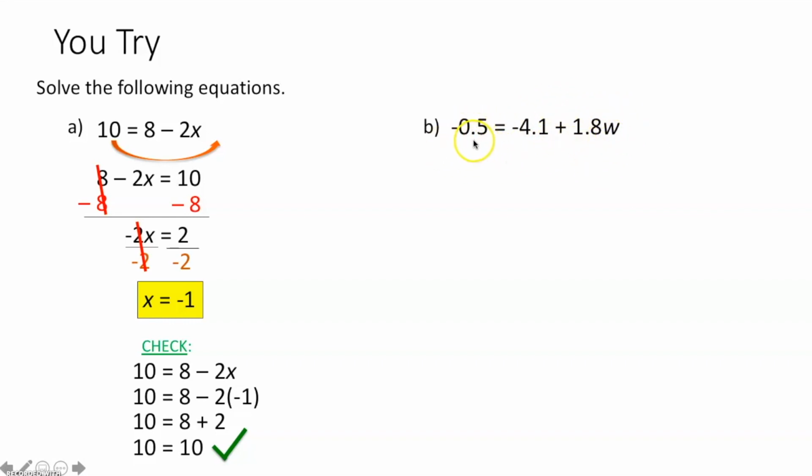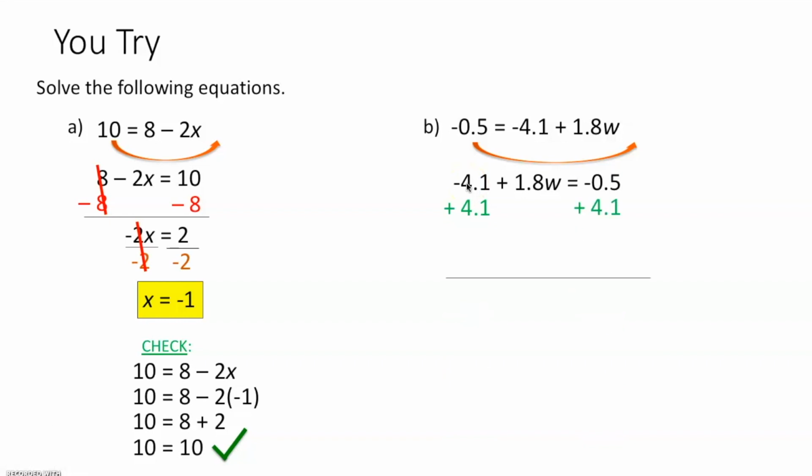So I take this negative 0.5, put it on the other side, and write negative 4.1 plus 1.8w is equal to negative 0.5. Now I have to move the constants to the right. So how do I do that? I start with anything added or subtracted to our variable. So that's going to be this negative 4.1. Since it's negative, I'm going to do the opposite. I'm going to add 4.1 to both sides. Now these over here cancel each other out. I'm left with 1.8w is equal to, and then when I add 4.1 over here, I end up getting positive 3.6.